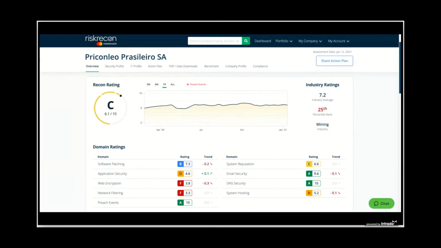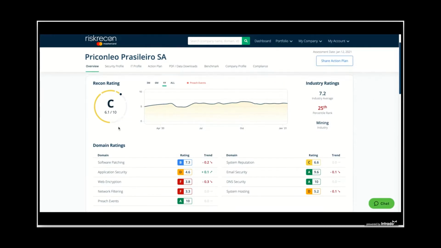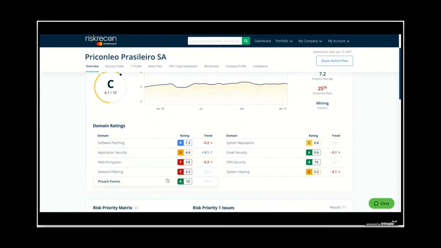used. So RiskRecon rates every company that we observe on a scale of 0 to 10, 0 being the worst, 10 being the best, whether you're looking at the overall rating for the company, which you see here, C or 6.1 out of 10, the individual security domain ratings, which you see below. So RiskRecon rates companies across 9 different security domains, software patching, application security, web encryption, and so forth. Within those domains, there are 36 unique security criteria that are rated.